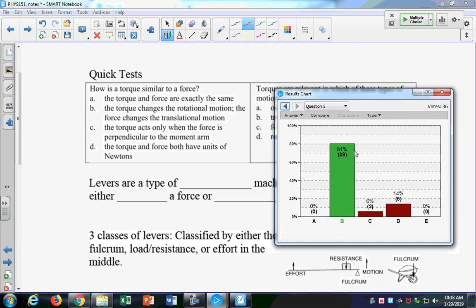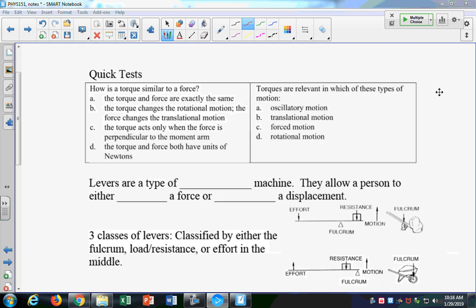What was D? The torque and force both have units of newtons. This is almost right, because force has units of newtons, but remember, torque doesn't have units of newtons. It has units of newton-meters, right? It's a force times the distance, times the length of that moment arm. So B is right. The torque changes the rotational motion. The force changes the translational motion. Let's do the one on the right. Torques are relevant in which of these types of motion?